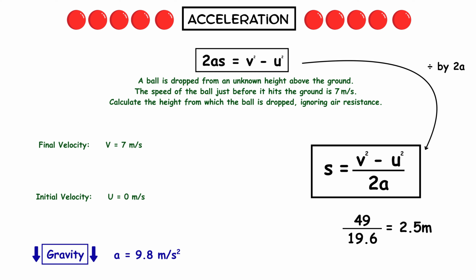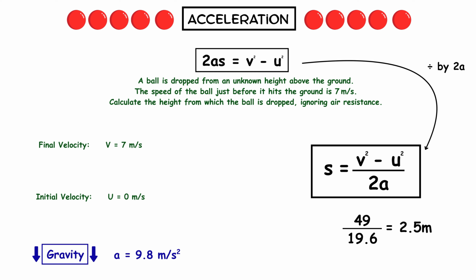Initially, this might appear to be an impossible task because the only information given is the final velocity of the ball, which is 7 meters per second. However, since the ball was dropped and not thrown, we can safely assume that it began from a stationary position, meaning its initial velocity was 0 meters per second. Furthermore, because the object is falling freely due to gravity, we know that it accelerates downward at 9.8 meters per second squared, which is the standard gravitational acceleration on Earth. We now know the final velocity, the initial velocity, and the acceleration, and we want to find the distance, which is represented by the letter S.